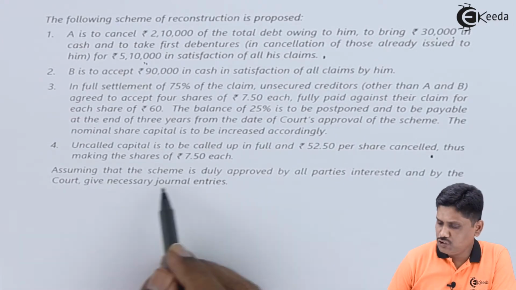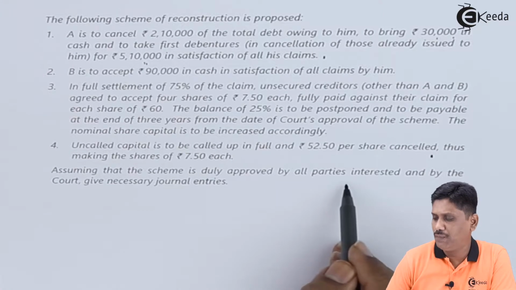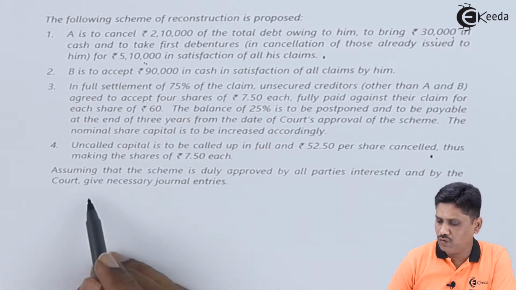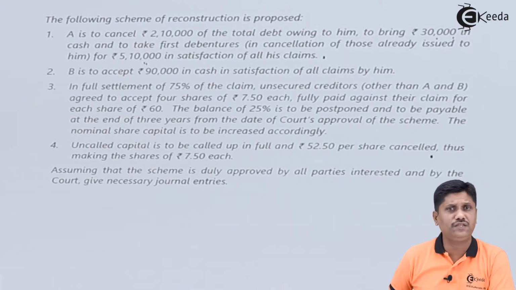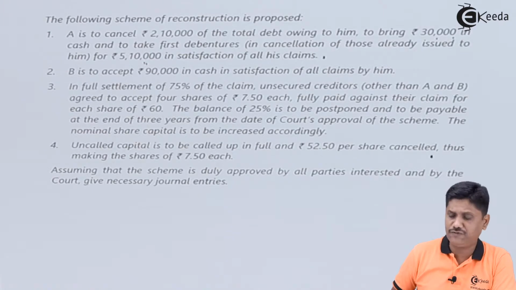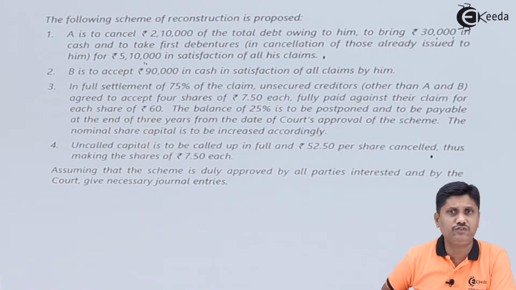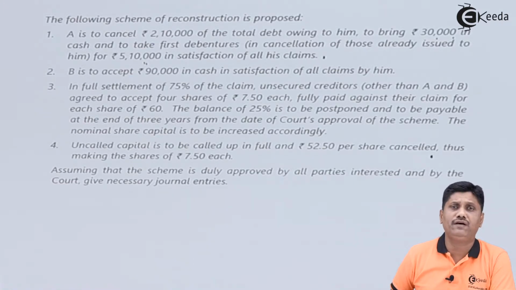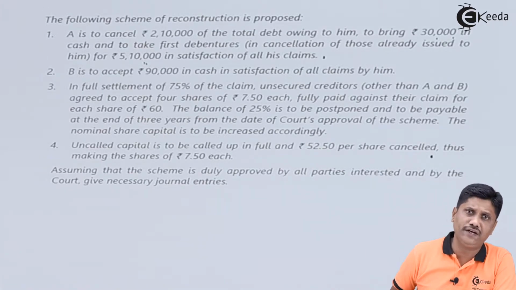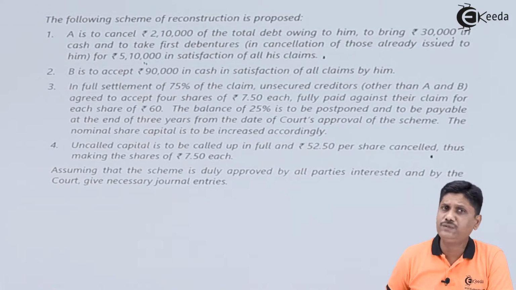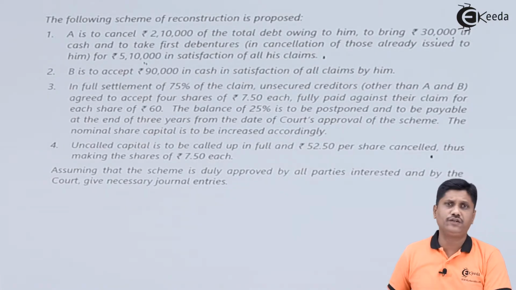Fine. Assuming that the scheme is duly approved by all parties interested and by court, give necessary journal entries. They are just asking you journal entries. They are not asking you anything further. My suggestion would be, before you proceed with this, firstly you should know what is the debit balance of P&L account before you begin with your scheme. So we will prepare a rough balance sheet, or I can say memorandum balance sheet, with the help of which we will decide what is the debit balance of P&L account standing as on the current date. Let us prepare that memorandum balance sheet working note.